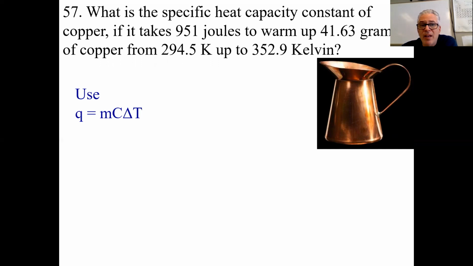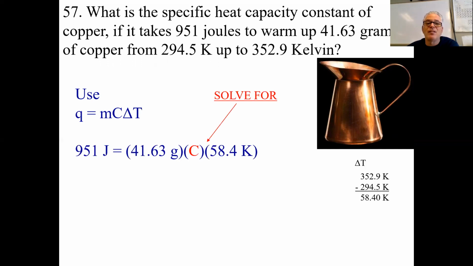Q equals MC delta T. In this case, we know what the Q is. It's 951 joules. We know what the mass is. It's 41.63 grams. The C value is the unknown. What is the specific heat capacity constant for copper? And the delta T, well, we got to figure out what the delta T is. 951 joules equals 41.63 grams times the unknown C times, and look at the bottom right. How do you figure out the delta T? The final temperature, take away the starting temperature, the difference is going to be the change in temperature.